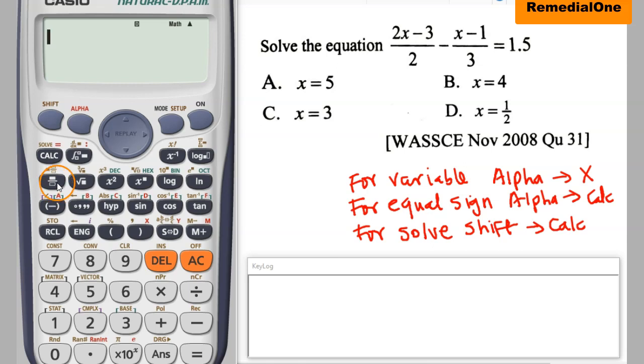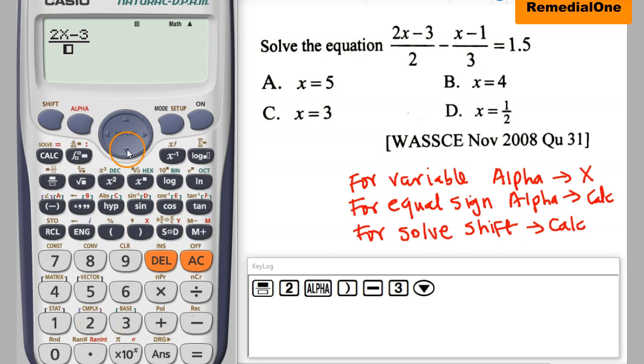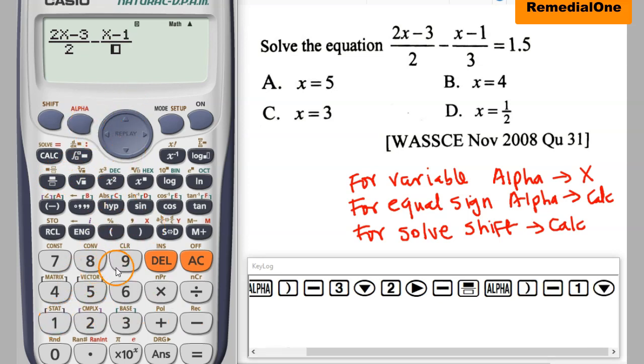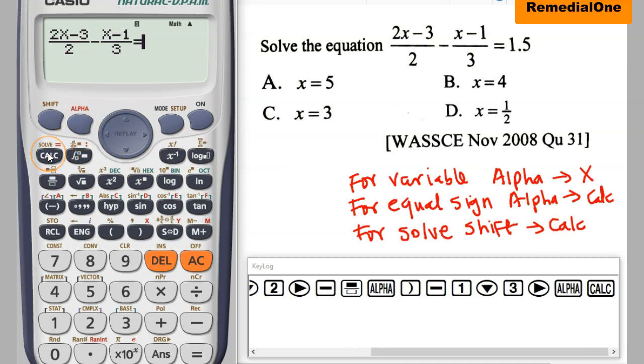So let's go ahead and do our question number 1. This is a fraction, so we pick our fraction bar, we write our 2, our variable, so we go to the alpha and the x here, minus 3. We come down, it's divided by 2, put it aside, we bring our operation sign, which is minus. It's a fraction, so we pick our fraction here, and our variable, the alpha and the x here, minus 1, and the denominator is 3. We push it here. Now we need the equal sign, so we will go to the alpha and the calc. Here we get our equal sign, and then the number is 1.5.